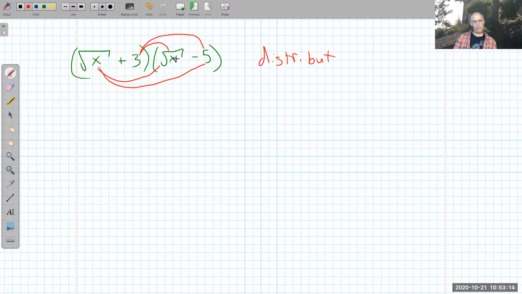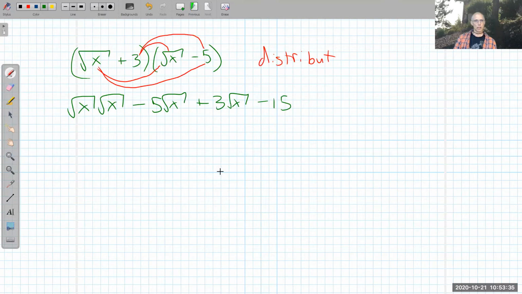So square root of x times the square root of x. I'll just write it that way for a moment. And then we're going to have the square root of x times negative 5. So that'd be minus 5 square root of x. Then we'll have 3 times the square root of x, and that's a plus 3 times the square root of x. And then we have 3 times negative 5, which is negative 15. What else can I do?